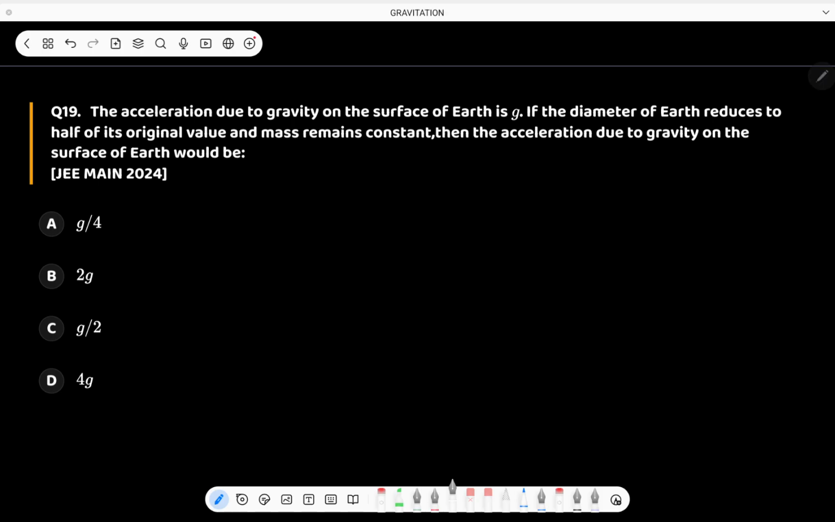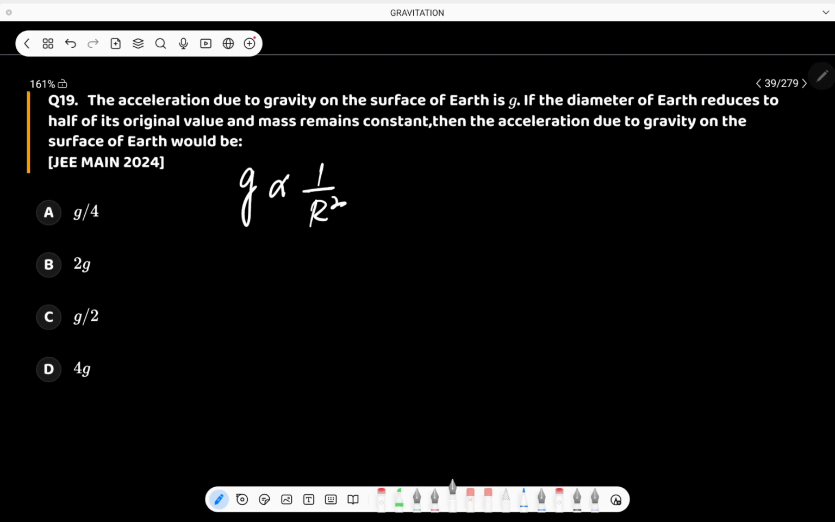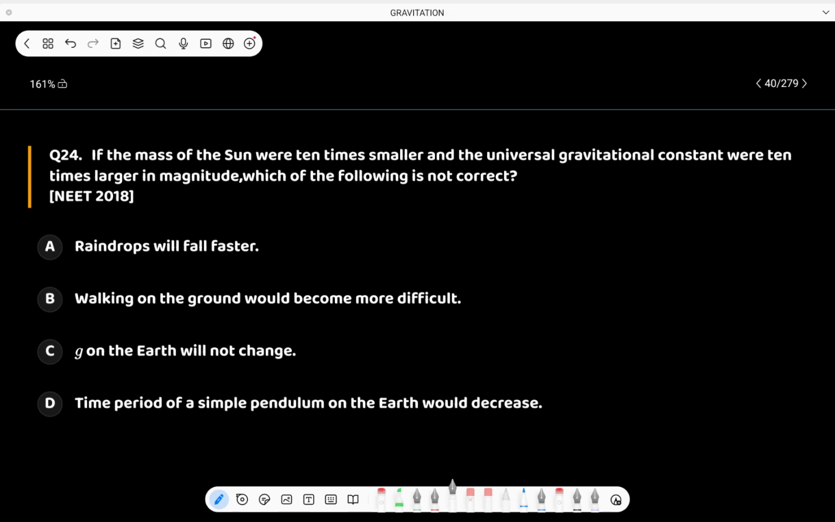Okay, we have done this type of question already. I will simply write down one thing: acceleration due to gravity is proportional to 1 by r square, and I will keep this question as a home assignment. I am very much sure that you can easily do this question.